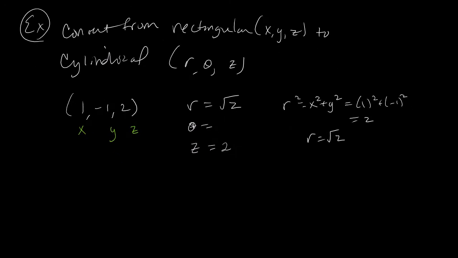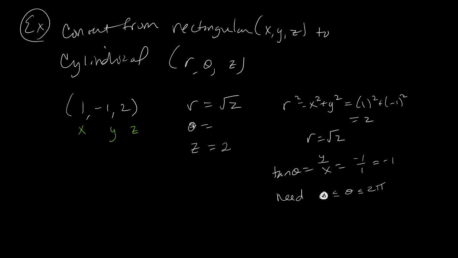Now to find theta, we're going to use tangent of theta is equal to y over x. So that's -1 over 1, or -1. All right. So one thing to keep in mind is that theta is going to be an angle between 0 and 2 pi. So we need theta between 0 and 2 pi.